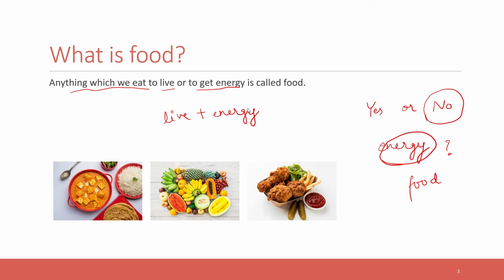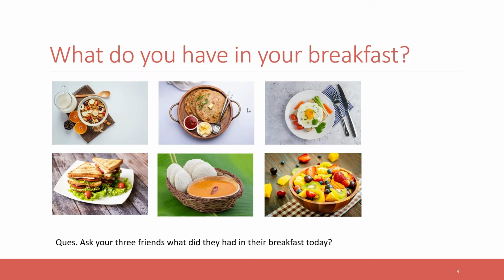Okay, students, now please let me know, what did you eat for your breakfast today? Did you eat cornflakes? Some of you might have had parathas and butter. Some eat omelets. Some of you might have had sandwiches, idli sambar, or maybe some fruits, right? And even in drinks, some of you might have had tea, some coffee, some milk, shakes, juice, right? Now ask a few friends what they had for breakfast today.